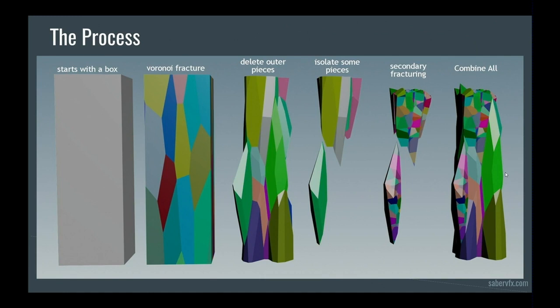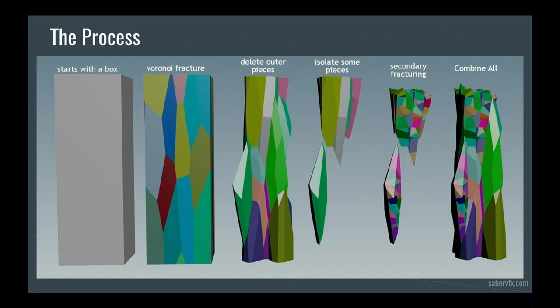I start off with a box, and I use the Voronoi fracture to basically break it up into chunks, into rock-like geometry. And then I take the outer pieces of that box and I delete them.